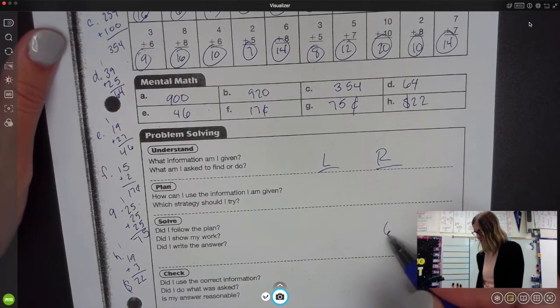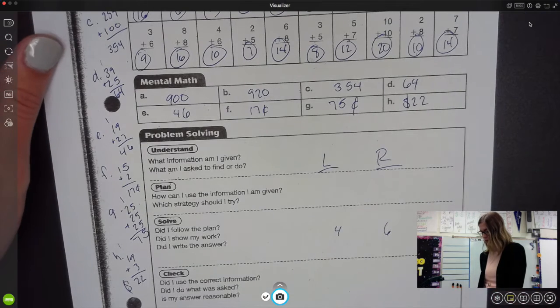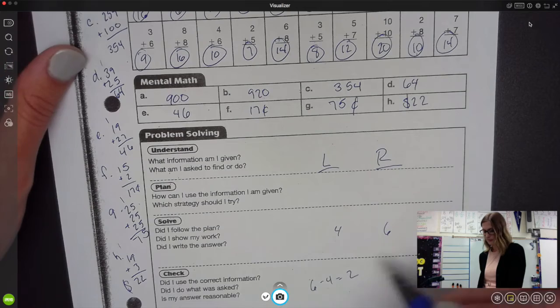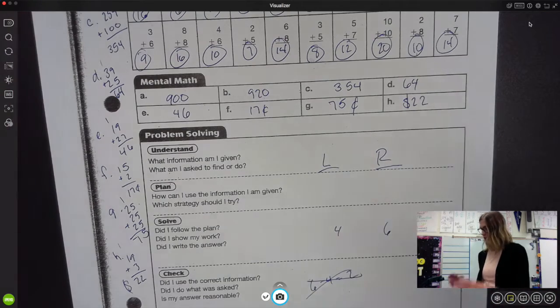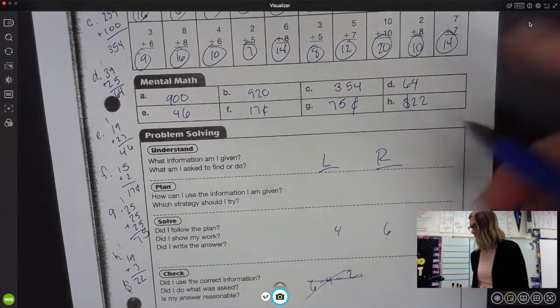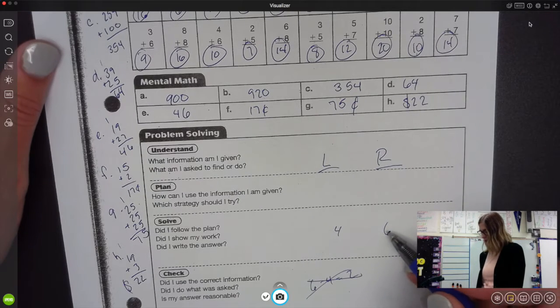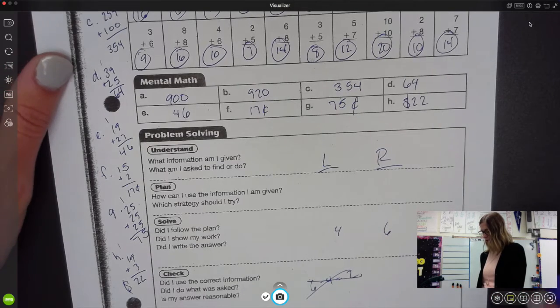Well, if I put 6 in my right and 4 in my left, 6 minus 4, I only get 2. So that can't be it. I got to make that gap a little bit bigger. So how about I put 7 in one and 3 in the other?